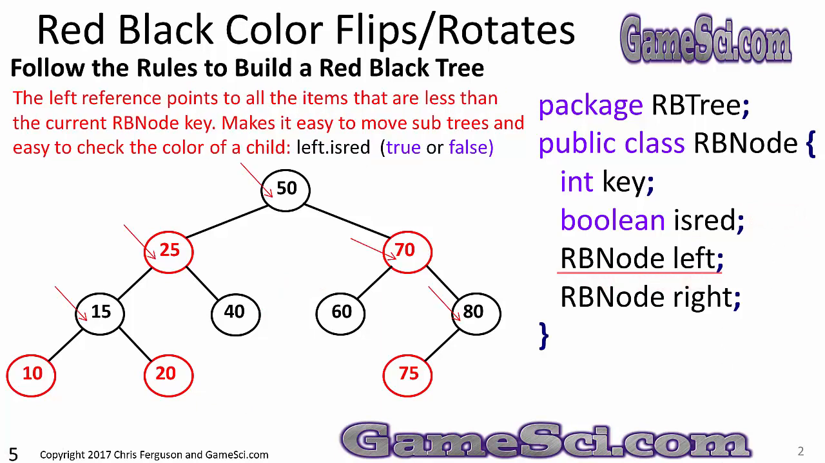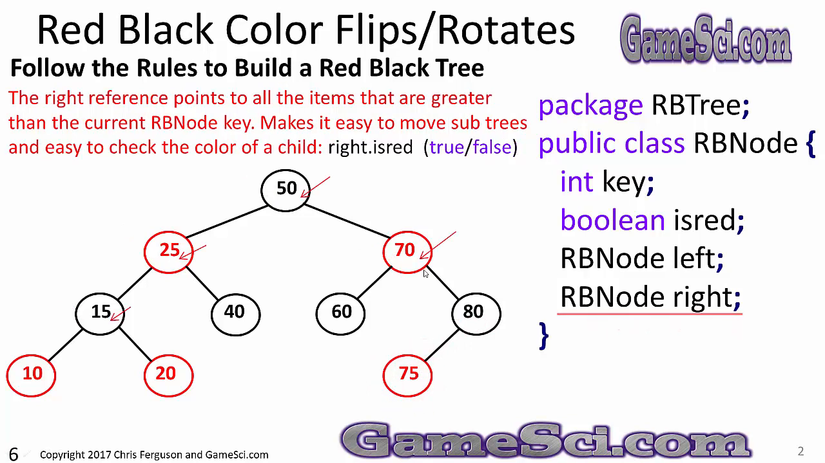RB node left. The left reference points to all the items that are less than the current RB node's key. It makes it easy to move subtrees and easy to check the color of a child. If you go to the left child and check the isRed field, if it's true, you know the left child is red. If it's false, you know the left child is black. Inside the node, there is a left reference. I can go to the child and check to see if it's red or black.